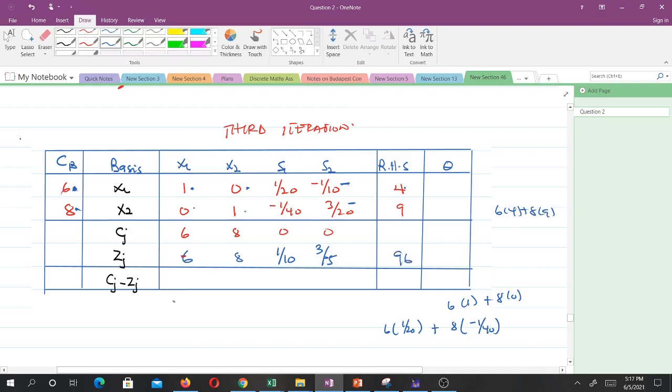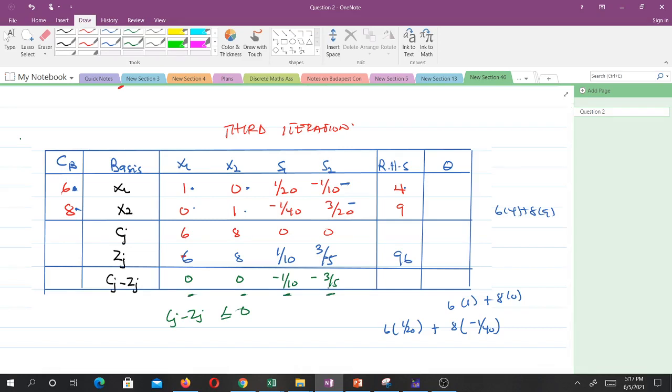So now let us do the cj minus zj. Okay. So this is going to give us 0. 0 minus 1 over 10 minus 3 over 5, which is the same as minus 6 over 10. Okay. Then we can see that when it comes to the cj minus zj, they are all less than or equal to 0. This is 0. This is 0. This is less than 0. Less than 0. So that means the stopping criteria has been met. So we are not going to do any iteration again.